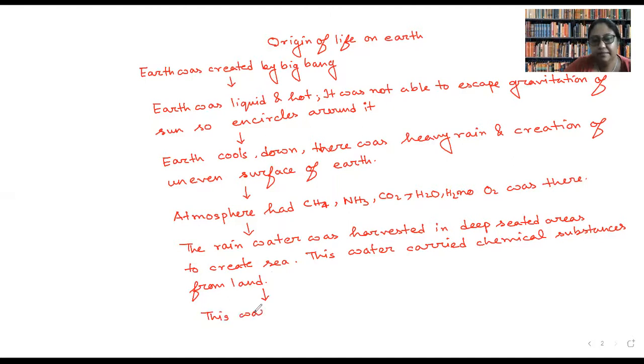was known as, or rather to say, this was termed as hot dilute soup. So two scientists who proposed this chronological event, Oparin and Haldane, they termed this sea water full of concoctions of all chemical substances and high temperature as hot dilute soup.